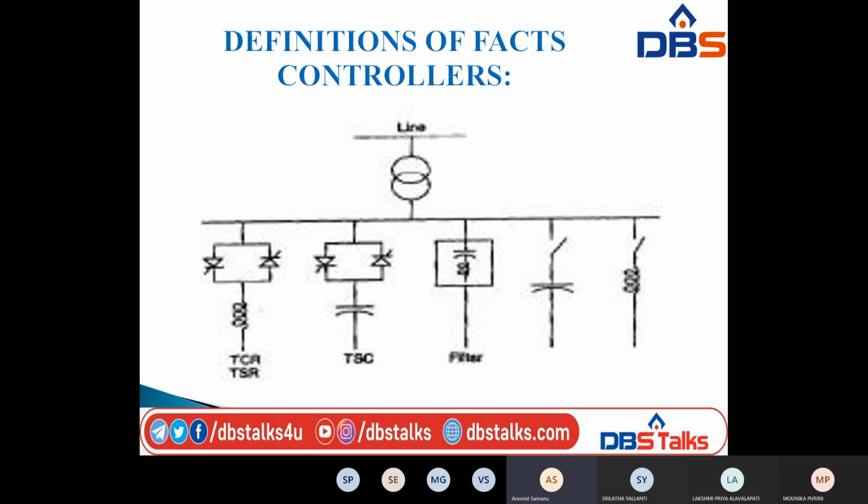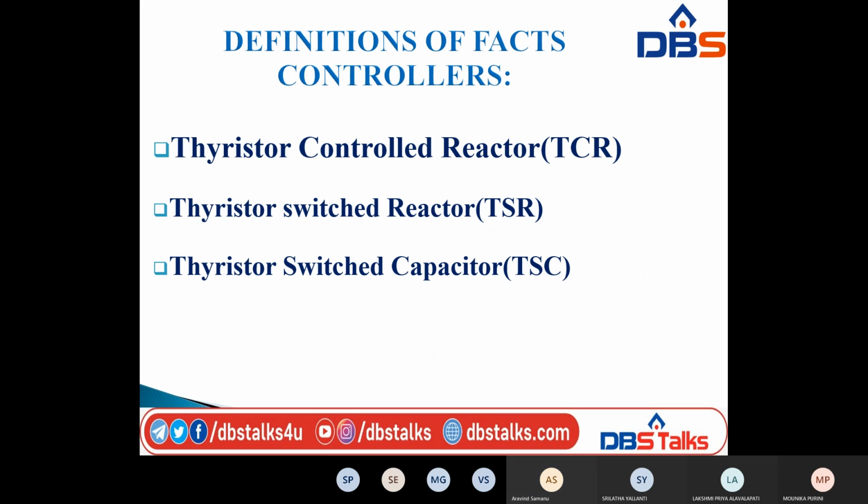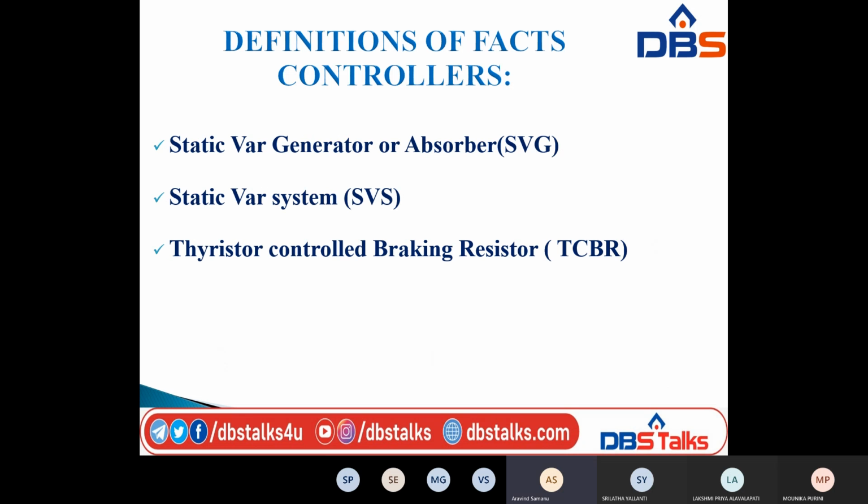These are the three. Next we have the static var generator or absorber. I already mentioned it in the static var compensator; here also I am taking the static var generator or absorber. It is a static electrical device, equipment or system, capable of drawing controlled capacitive or inductive current from an electrical power system.